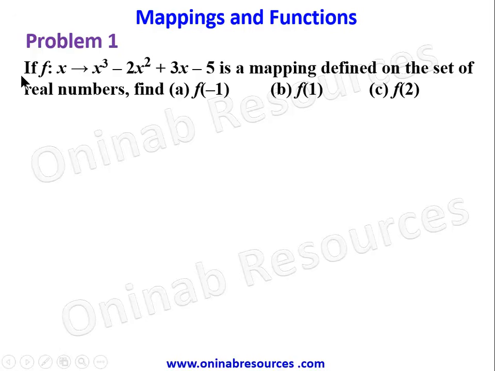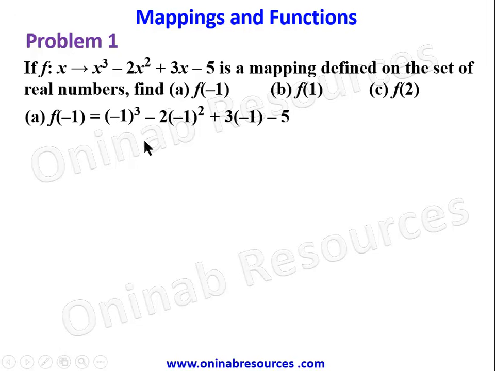Now for problem 1, if f of x is x cubed minus 2x squared plus 3x minus 5 is a mapping defined on the set of real numbers, find a) f of -1, b) f of 1, c) f of 2. So we start from f of -1. So here, wherever we see x, we put -1. So from here we have (-1) cubed minus 2 into (-1) squared plus 3 into -1 minus 5.